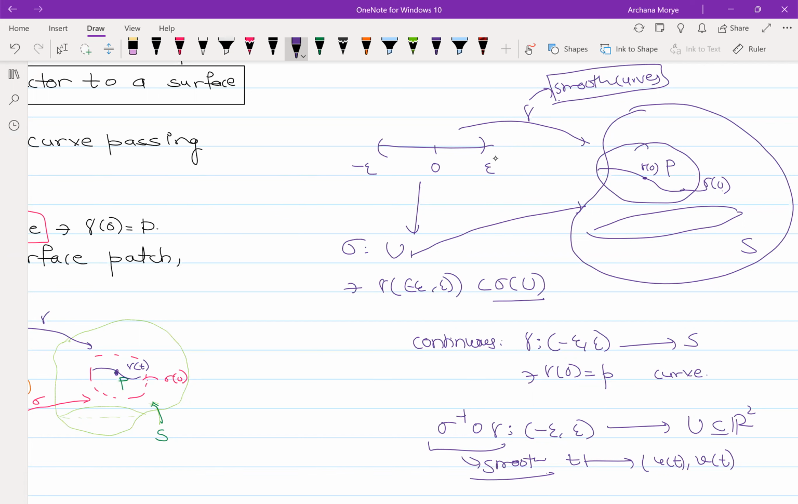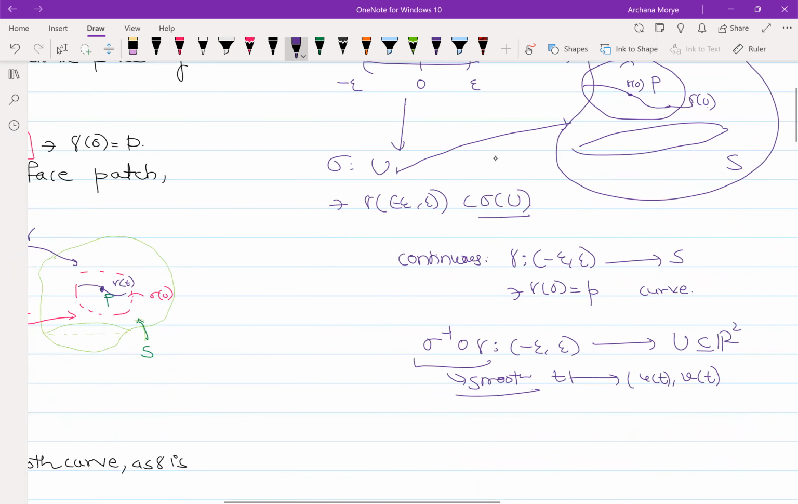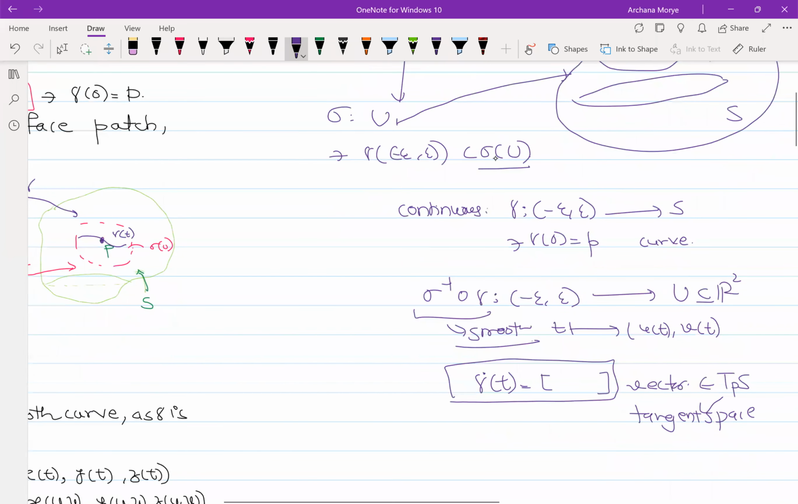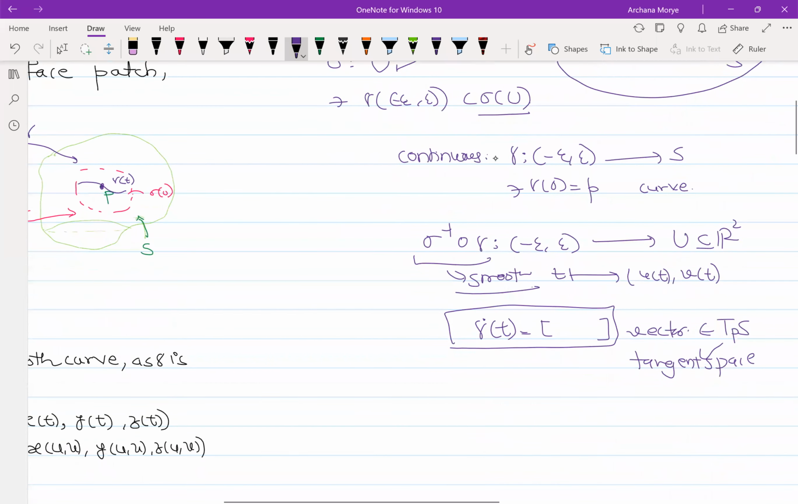Now you look at gamma dot of t, which will be a vector, and that vector we put into T_P of S. This is our notation for the tangent space. Now I'll tell you how this gamma dot of t will look. Gamma of t will be a map like x(t), y(t) and z(t), because they are inside R3; they belong to S, which is contained inside R3.